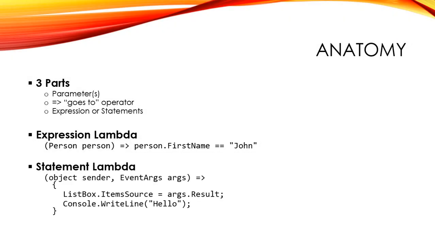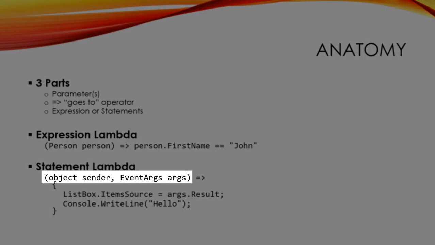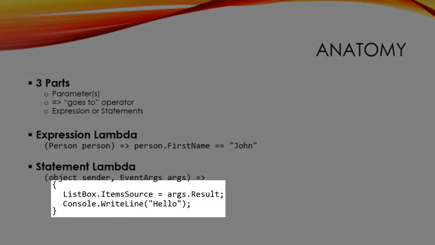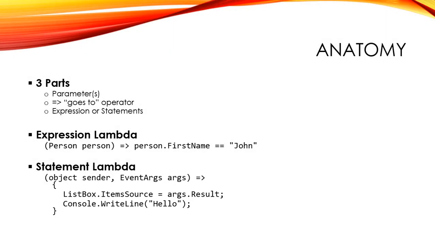Now, a statement lambda does not return a value, but it does perform some type of work. So in this case, our parameters are object sender and EventArgs e. Then we have the goes to operator, and then we have a series of statements that perform some type of work.